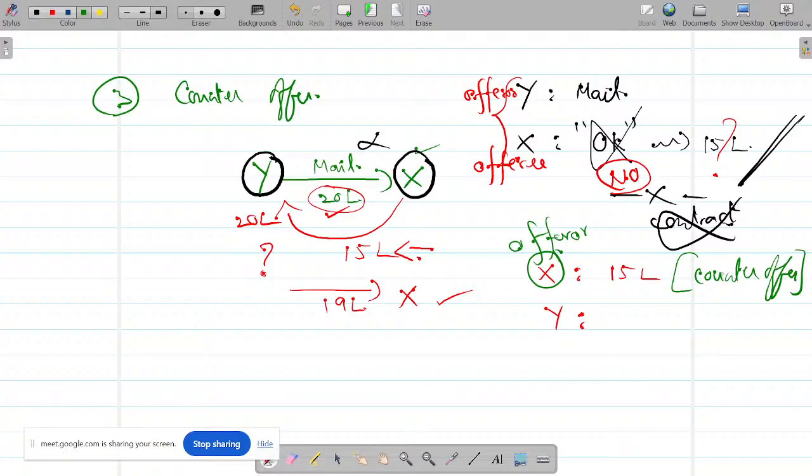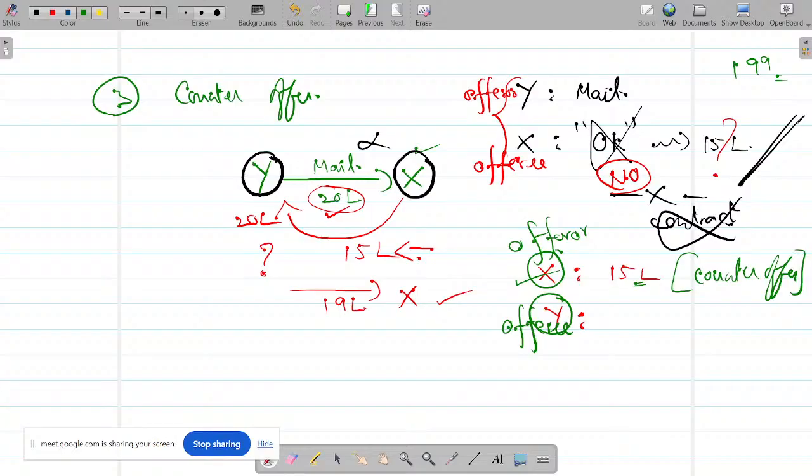Any one single penny less than the original offer will be called a counter offer. Even though he's asking just for 19 lakhs and 50,000, even though he's asking for 19,999 or whatever it is, just one penny less than the original offer amount will be treated as a counter offer. Here, X will be called the offerer. Who's Y? Offeree. What do you mean by the definition of offeree? To whom the offer is given.